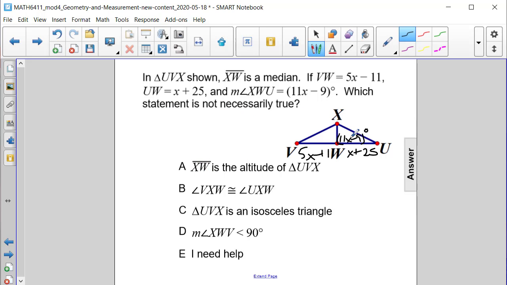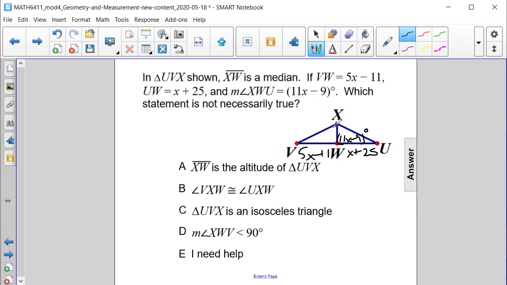Is it A, that XW is the altitude of triangle UVX? Is it B, angle VXW is congruent to angle UXW? Is it C, that triangle UVX is an isosceles triangle? Or is it D, the measure of angle XWV is less than 90 degrees?